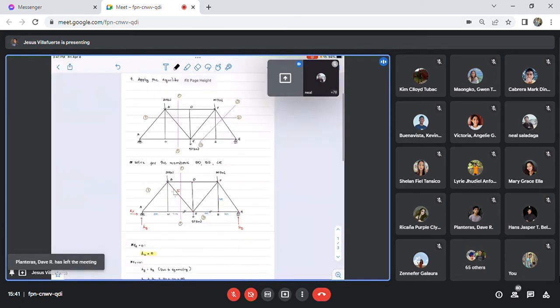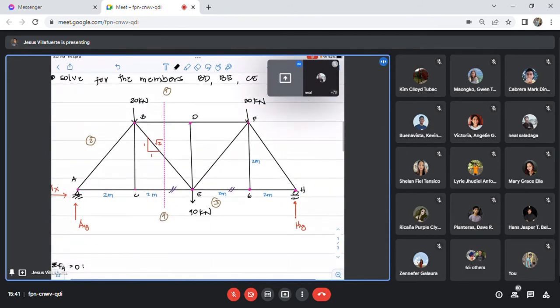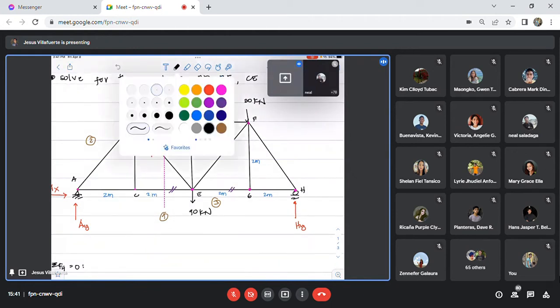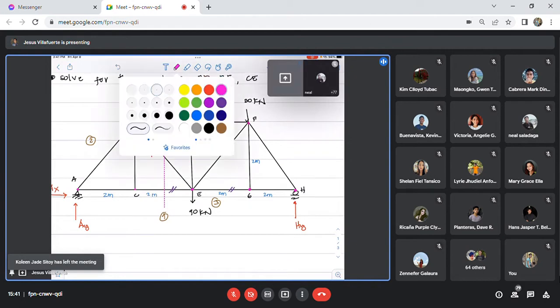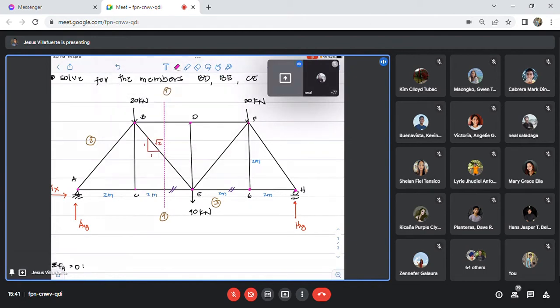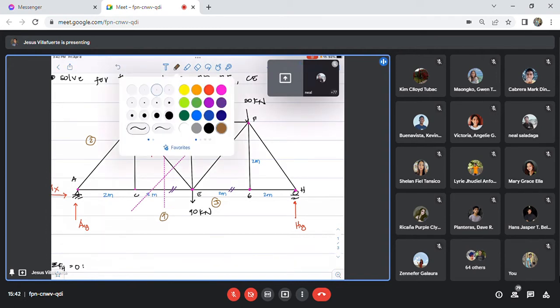So let's have another example using the method of sections. Let's try to cut this section at this level, just to prove that it is okay to cut horizontally. This is a cut. This is the cut 2-2.